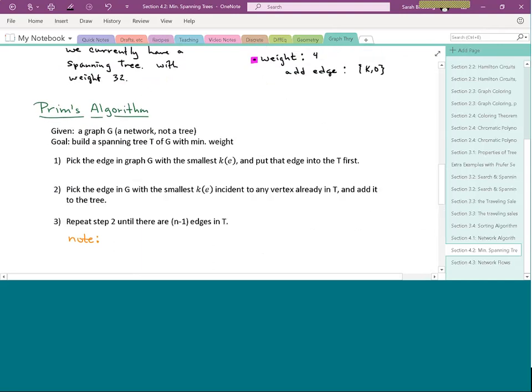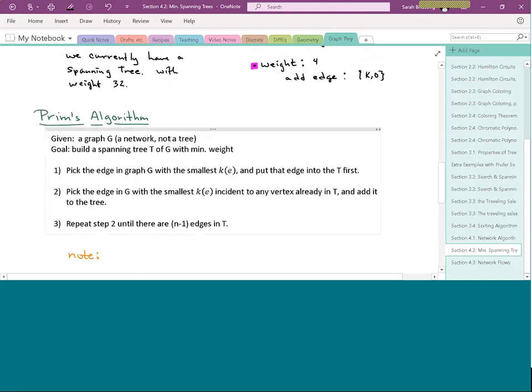So with Prim's algorithm, again, same setup, got a network. It's not a tree, because if it's already a tree, you don't do anything. We're going to build a spanning tree with minimal weight. Here's the differences. You pick some edge in the graph with the smallest weight, and you put that edge in first. Notice when we were doing Kruskal's algorithm, technically speaking, that first step would be the same, but you totally could just look at all of the weights as a whole. So we looked at our smallest weight, weight 1 first, then our next smallest weight, weight 2 first.